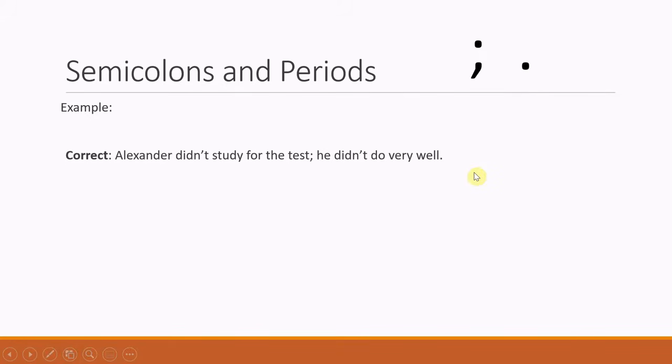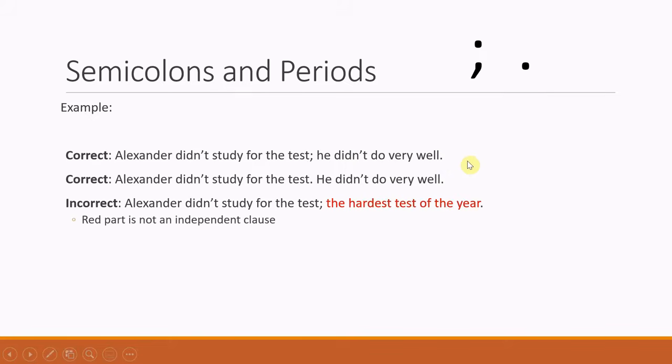Here we have a semicolon. Here it is again with a period. They're both correct. As I said, the ACT will never make you choose between this one or that one. If they try to, they're both wrong. So let's give an example of what you can't do.